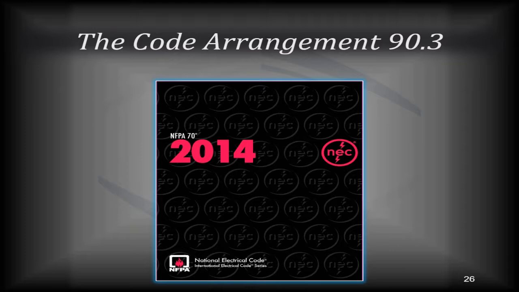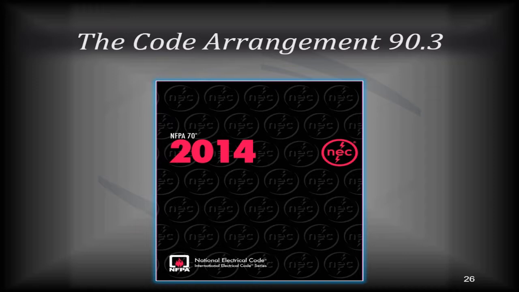It's divided into an introduction and 9 chapters. Okay, when you look at the chapters, chapters 1 through 4 are general applications. Chapters 5, 6, and 7 are special applications, whether it be special occupancies, equipment, or conditions, makes no difference. We're talking about special circumstances or scenarios. And then chapter 8 is going to cover your communication systems.